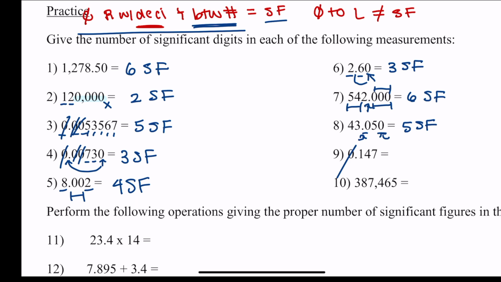Number 9, there's a 0 to the left, cross it out right away. And now since there's no other zeros to worry about, we just count how many numbers there are. There's 3, so our sig is just 3.